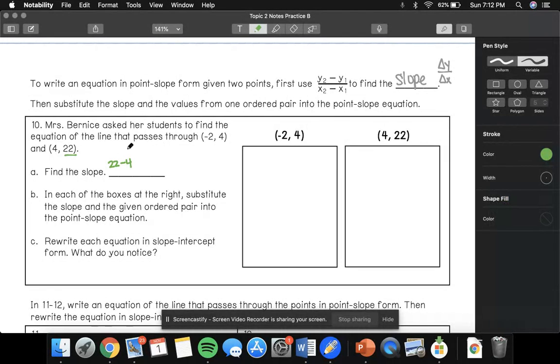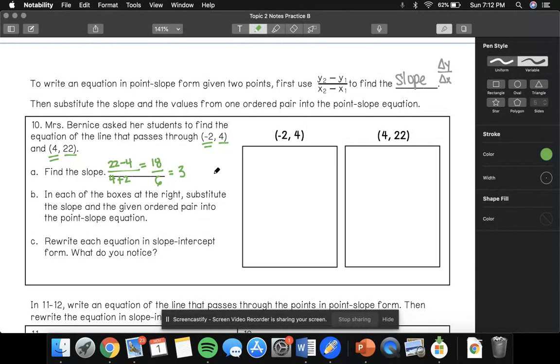Or you could just ask yourself, how do you go from 4 to 22? The answer is 18. And then you could also use the formula and do 4 minus -2. Or you could ask yourself, how do you go from -2 to 4? And you get 6. So 18 to 6 is the slope ratio. We can simplify 18 to 6 to 3. So the slope of these two ordered pairs is 3 to 1, or just 3.